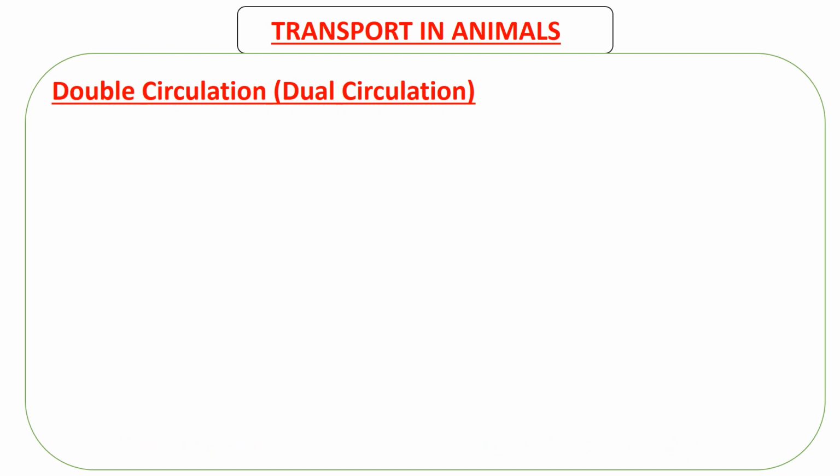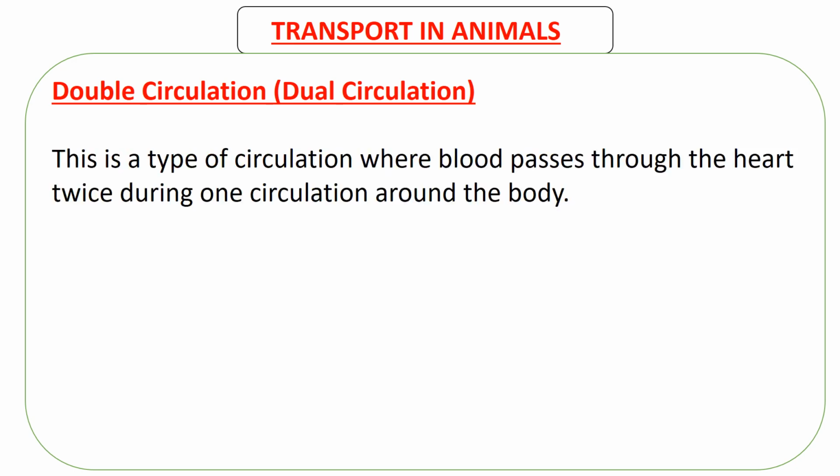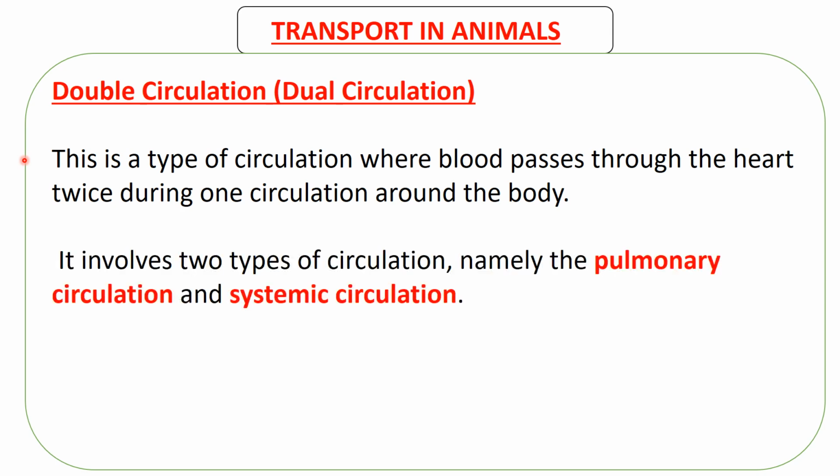The type of circulation that happens in mammals or man is called double circulation or dual circulation. What is this? This is a type of circulation where blood passes through the heart twice during one circulation around the body. It involves two types of circulation. The first is called the pulmonary circulation. The other one is called the systemic circulation.